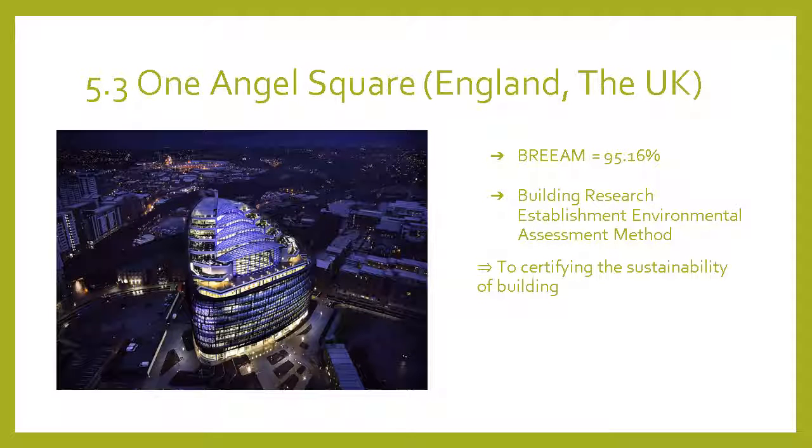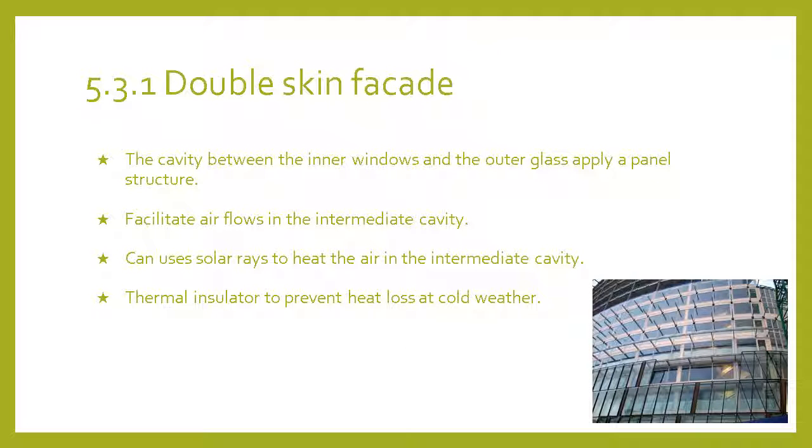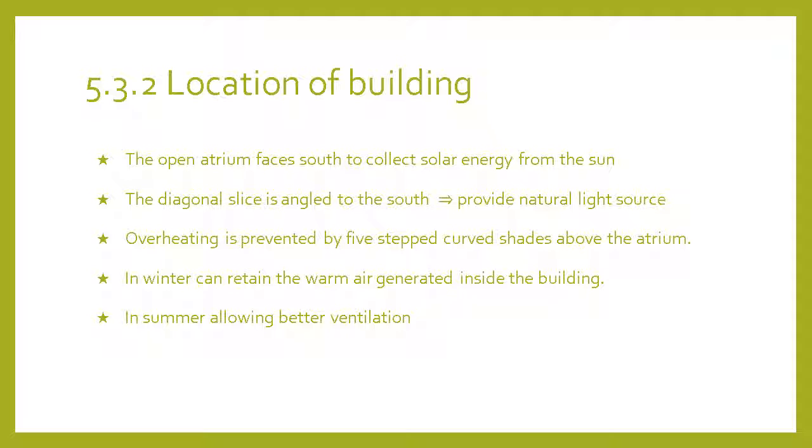So let's talk about the One Angel Square located at England. It has achieved one of the highest ever score because of its innovative design features. The building adopts double skin facade design to facilitate airflow in the cavity. During winter, the design uses solar rays to heat the air in the cavity. The air cavity also works as a thermal insulator.